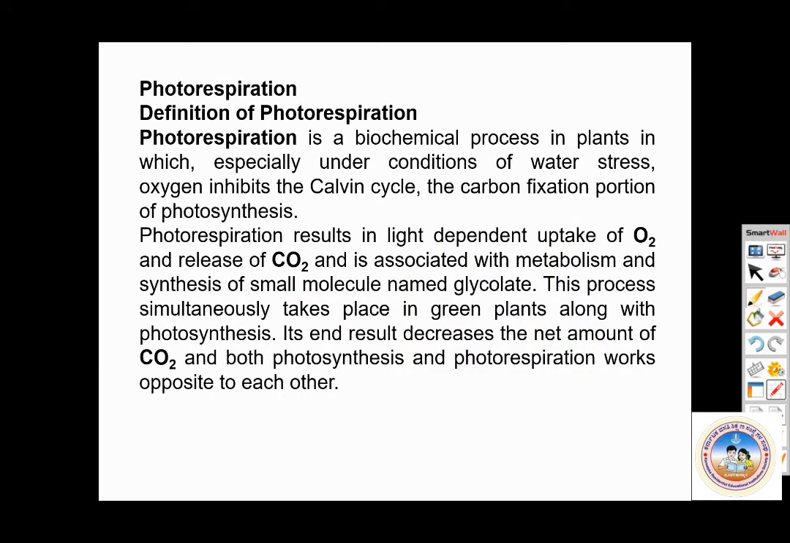Now, photorespiration. What do you mean by photorespiration? It's a biochemical process in which plants, especially under water stress, have oxygen inhibit the Calvin cycle and the carbon fixation portion of photosynthesis. Basically, photorespiration results in light-dependent uptake of oxygen and release of carbon dioxide. Basically, a lot of carbon dioxide is liberated. Am I clear to you? Its end result is that it decreases the net amount of carbon dioxide fixed, and photosynthesis and photorespiration work in opposite ways. That means if photosynthesis increases, photorespiration decreases.